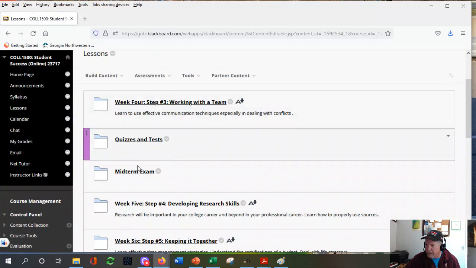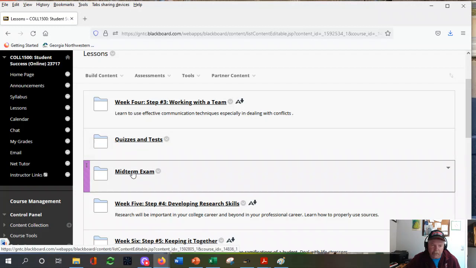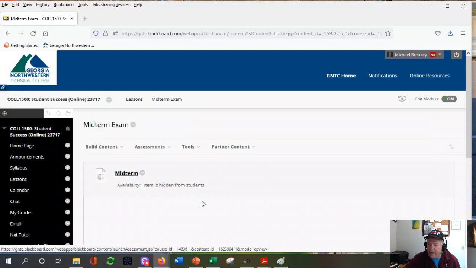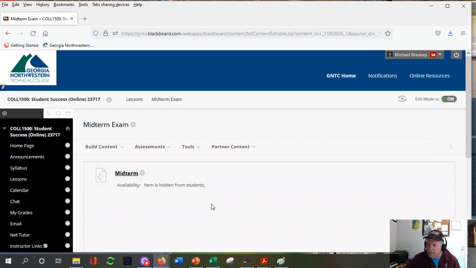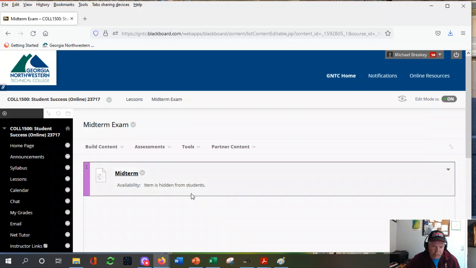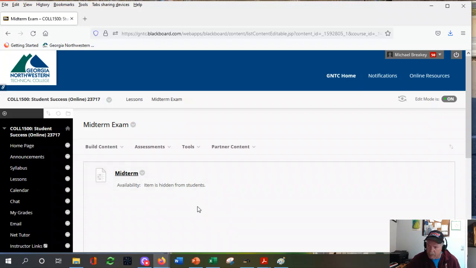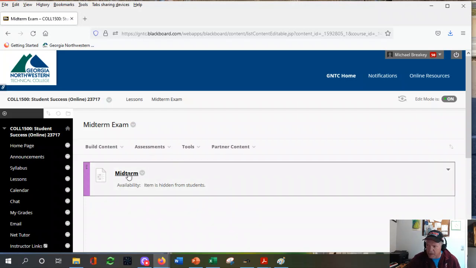Then to take the midterm, just go to the midterm exam folder. It's in there. I can see it on my end. I don't know if you can read that: item is hidden from students. When it's time for that to become available, all I do is hit the button, make available, and bam. You go to that, open the midterm, and take it just like you've taken all the quizzes.